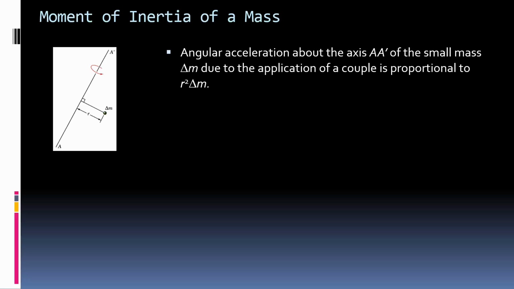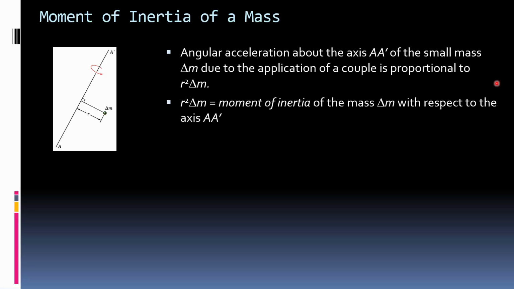Okay, so it turns out that the angular acceleration about some axis of this small mass here, given a couple, is proportional to r squared dm. In other words, the moment of inertia of a mass is the equivalent. So you have your F equals ma equation, just Newton's law: force equals mass times acceleration. Well, the equivalent of mass for angular acceleration is going to be your mass moment of inertia. So this is kind of getting into the world of what you're going to be doing in dynamics.